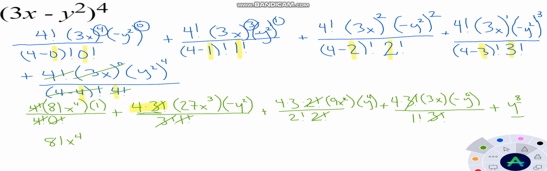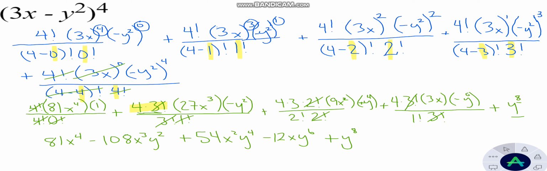And now we just need to do a little bit of math, and we're going to have the final answer. And this should be the final answer. So that's the expanded form of what we found here. And that's what we would have if we went 3x minus y squared, and we did this 4 times.